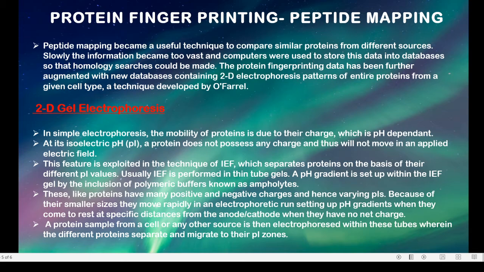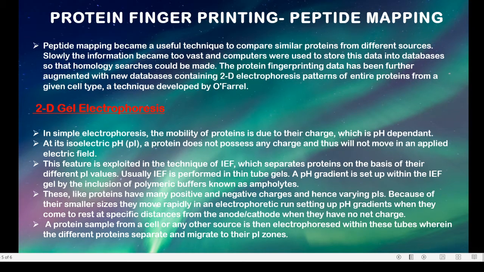Now, further information in the database is added by another technique called 2D electrophoresis, also called the O'Farrell technique. So this O'Farrell technique is 2D gel electrophoresis, where we use two different techniques. The first technique is isoelectric focusing, and the second technique is SDS PAGE. In isoelectric focusing, the proteins or peptides are separated based upon their isoelectric point.